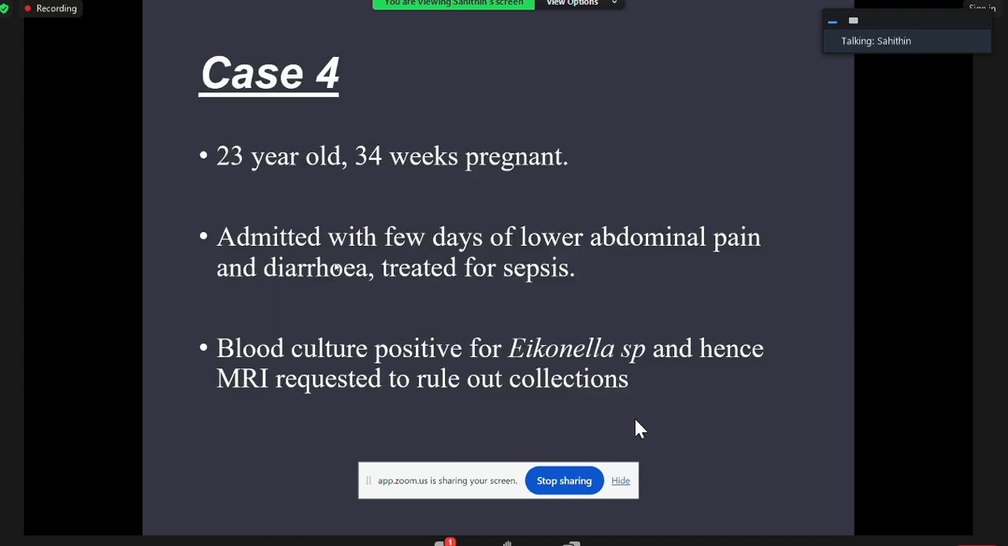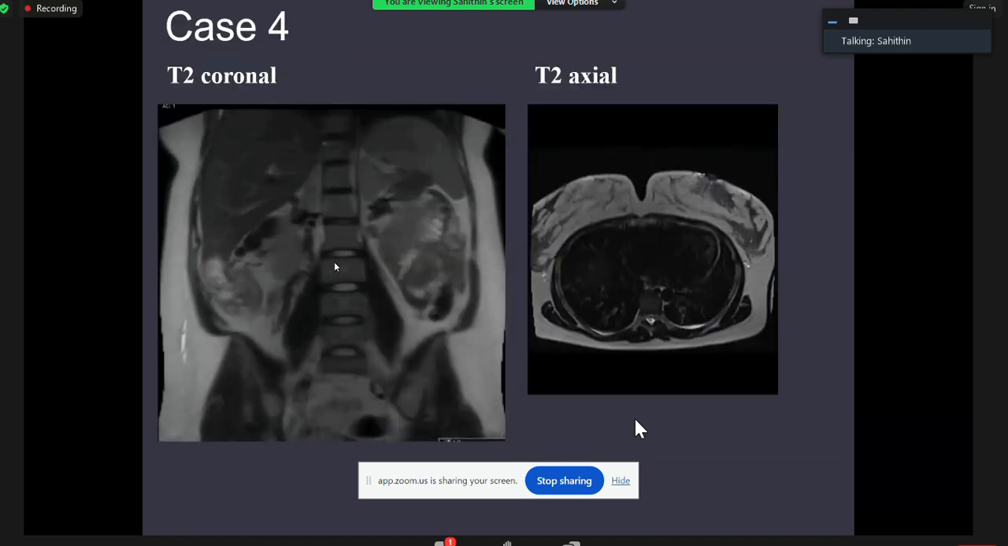The next case is a lady who was 34 weeks pregnant and admitted with diarrhea and pain, and was treated for sepsis. As a part of the septic screen, she had blood cultures which were positive for Aeromonas, which is a gram-negative organism and is frequently seen with intra-abdominal collections. So the microbiologist suggested that she have some sort of imaging to rule out collections. Ultrasound did not really pick up much, so she went on to have this MRI.